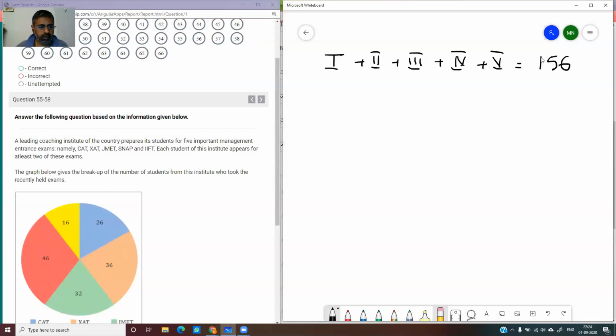First one: the leading coaching institute prepares for important exams. Each student of the institute prepares for at least 2 of these 3 exams. What does that mean? At least 2 of these entrance exams means that at least 1 and at least 2 are the same. There is nobody with exactly 1, which means 1 minus 2 is equal to 0. Exactly 1 is not there. We saw that at least 1 minus at least 2 is exactly 1, at least 2 minus at least 3 is exactly 2, at least 3 minus at least 4 is exactly 3.